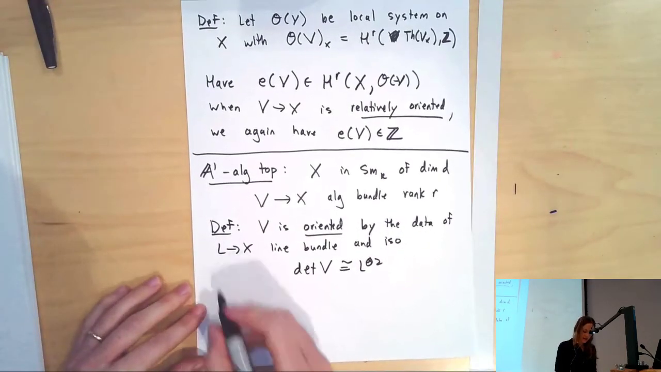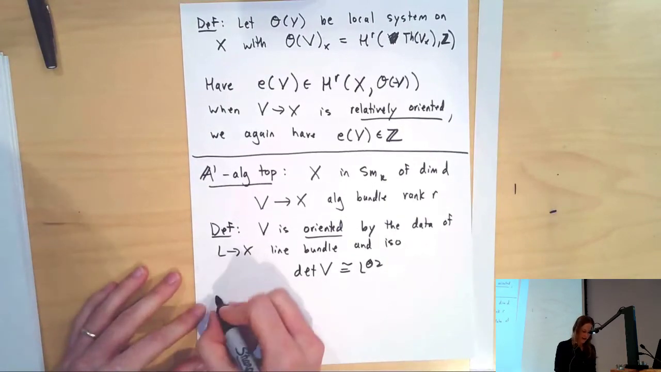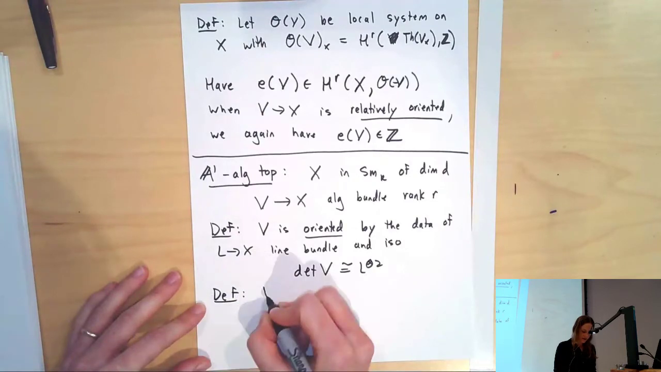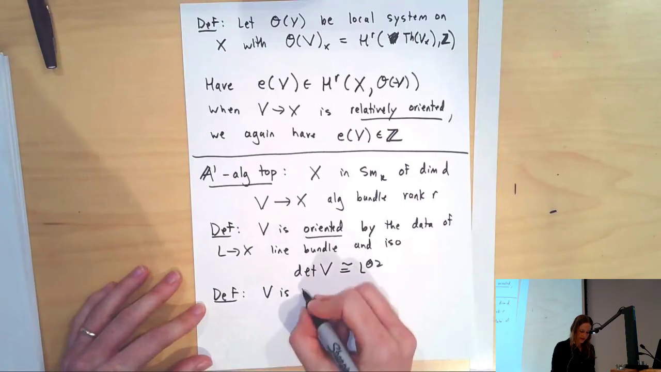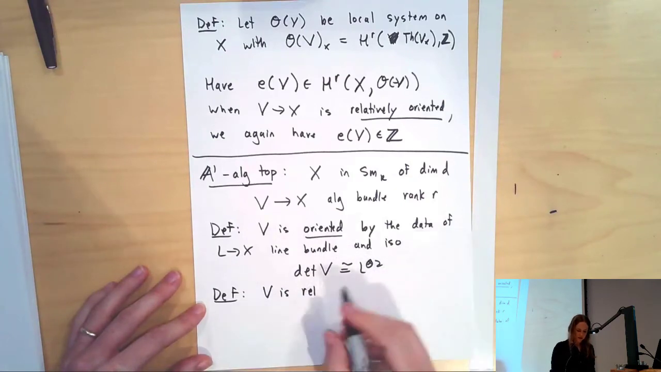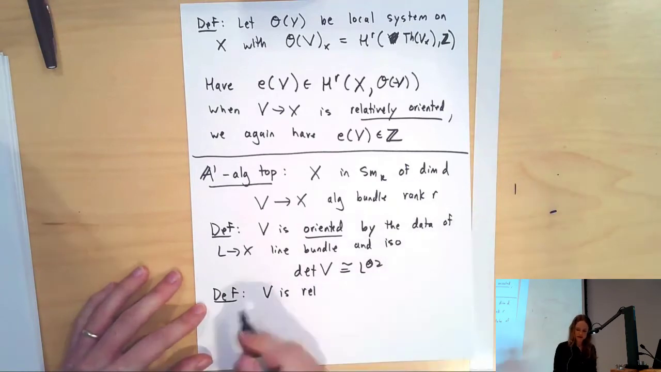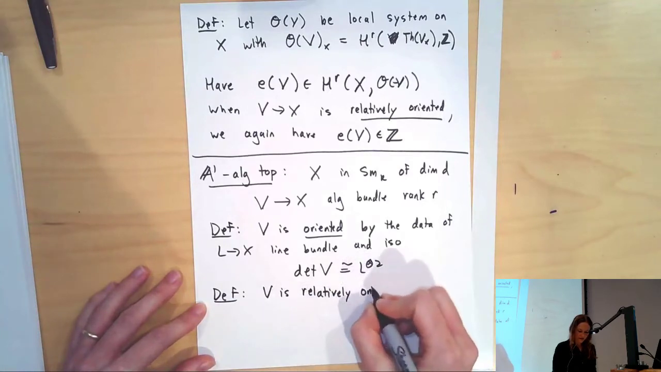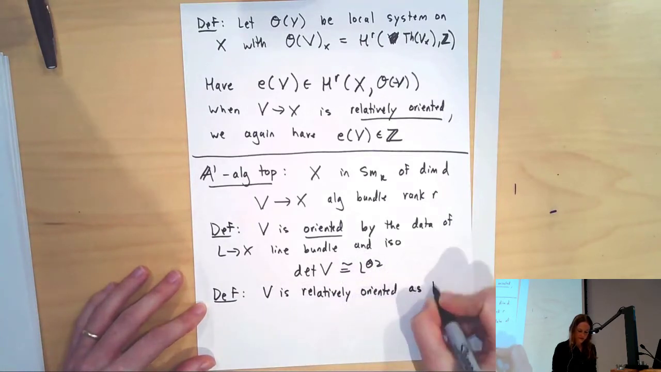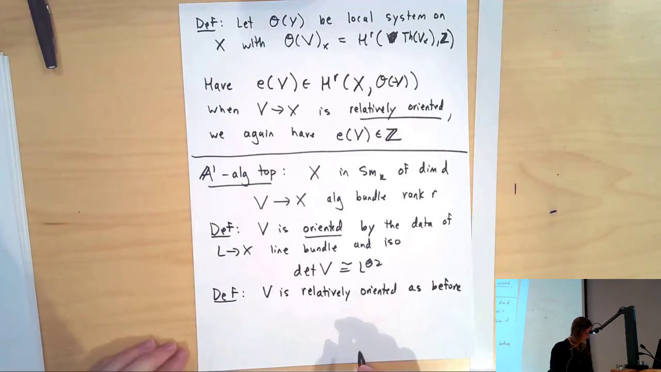And again, X will be oriented if its tangent bundle is oriented, and V will be relatively oriented by the choice of an orientation of that same Hom. And V is relatively oriented as before. In fact, I don't even need to write that because V is relatively oriented by the same definition. Okay, so let's do some examples.